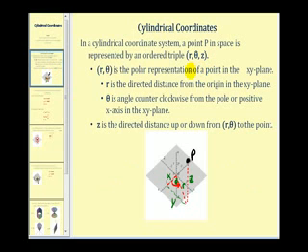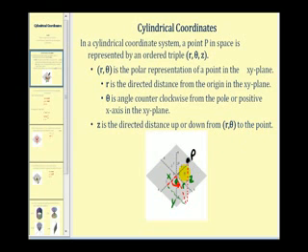R theta is the polar representation of a point in the xy plane, where r is a directed distance from the origin in the xy plane, and theta is the angle counterclockwise from the pole or positive x-axis in the xy plane. And z is the directed distance up or down from r theta in the xy plane.